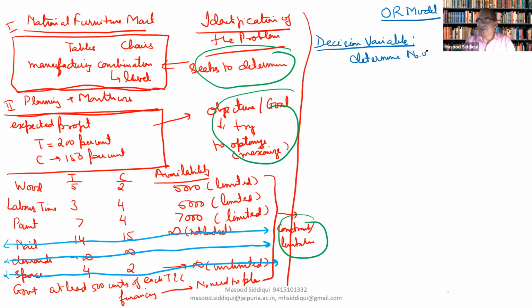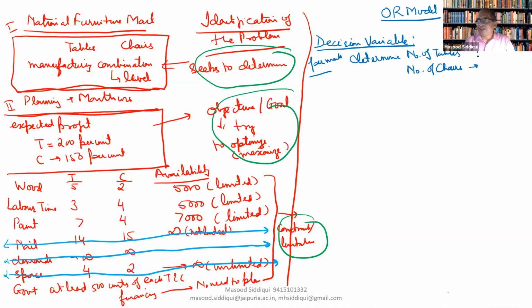the number of tables per month that are to be manufactured. Here the planning horizon is per month only. Right? So determine the number of tables per month, and then the second decision that is to be taken here is on the number of chairs that are to be produced per month.